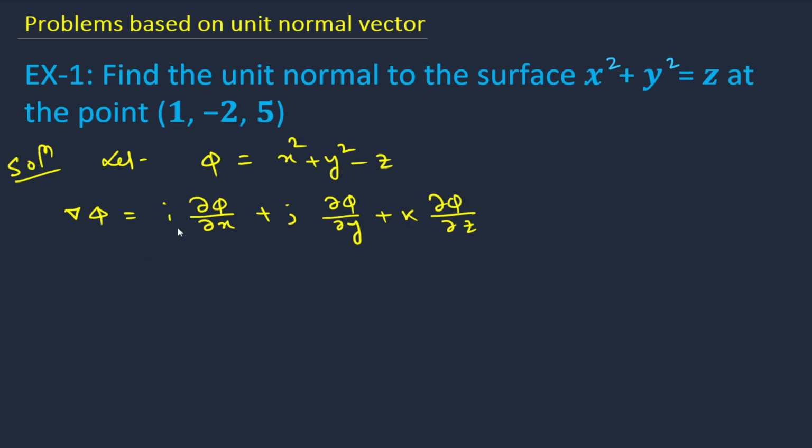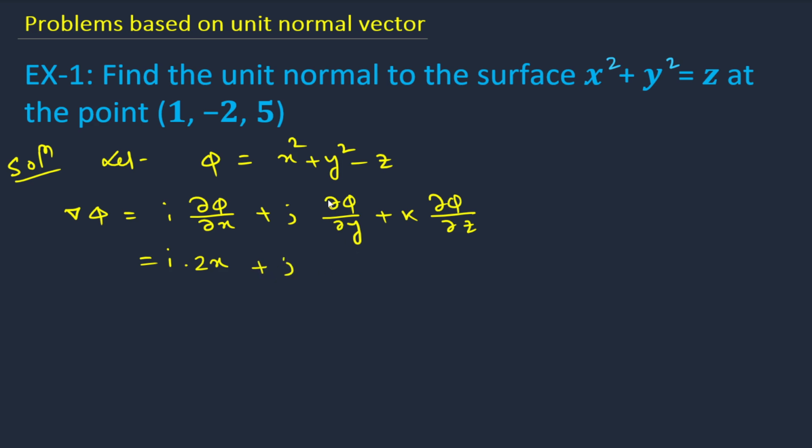After that we will find gradient of phi. So gradient phi is i del del x plus j del del y and then k del del z. So let us differentiate it partially. So del phi by del x: when we differentiate with respect to x, derivative of x square is twice x. And if we differentiate y square with respect to x, it will become 0. Similarly, derivative of minus z is also 0. So we only have twice x.